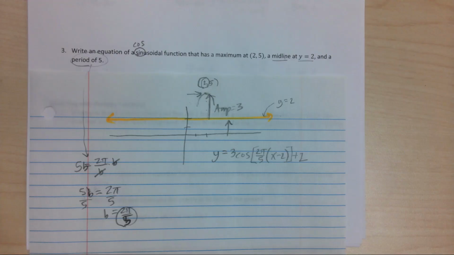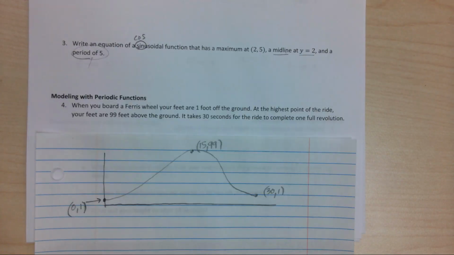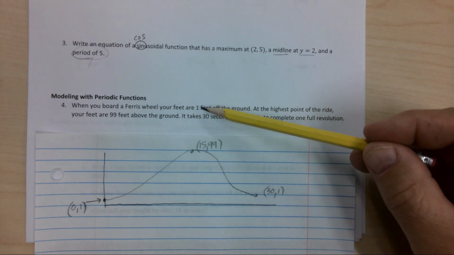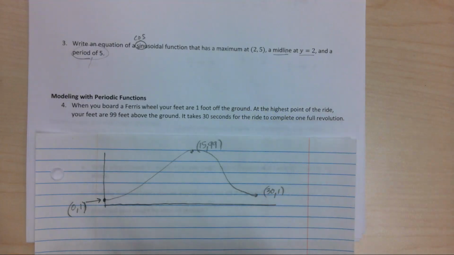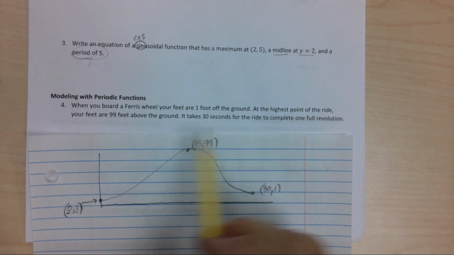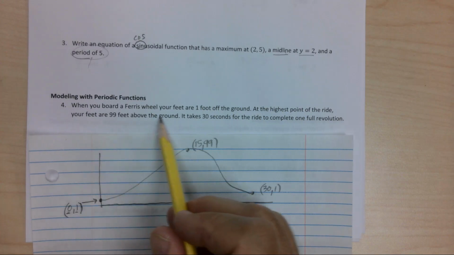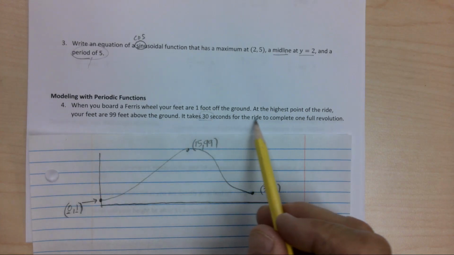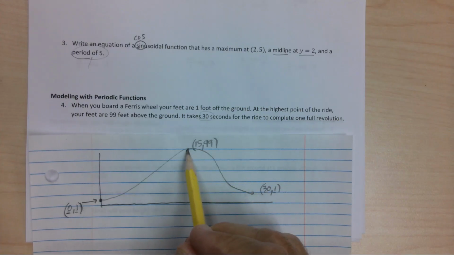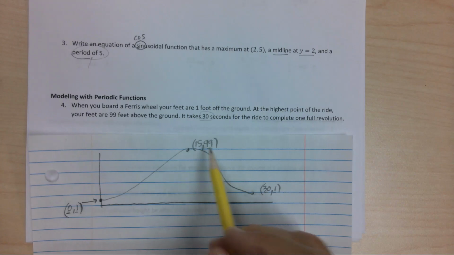Okay, let's get all set for number 4. Okay, so here's the general drawing. When you board a Ferris wheel, your feet are 1 foot off the ground. So 0 seconds have gone by, and your feet are dangling at 1 foot off the ground. At the highest point of the ride, you're 99 feet above the ground. It takes 30 seconds for the ride to complete 1 full revolution. So after 30 seconds, your feet are back at 1 foot above the ground. So halfway would be 15 seconds, and that would be 99. So there's your generic drawing.